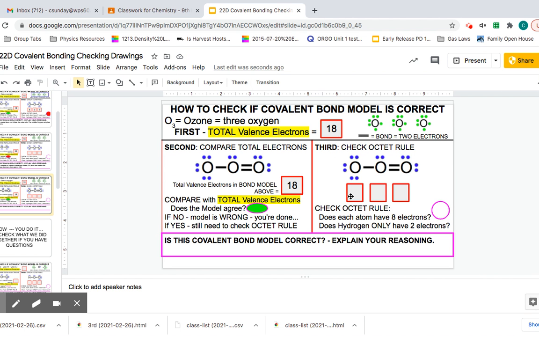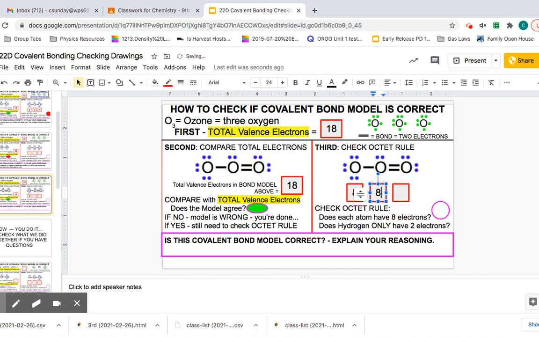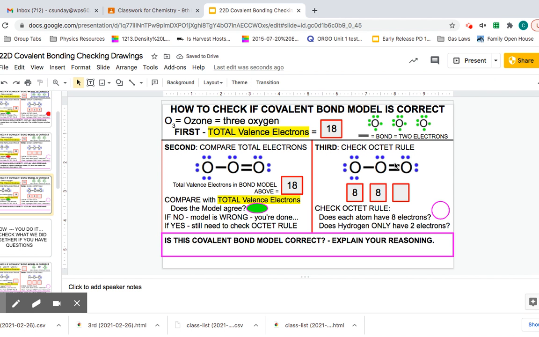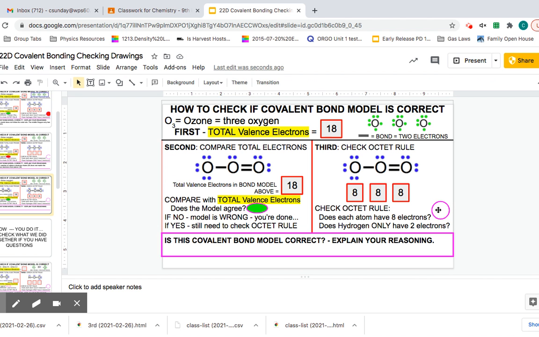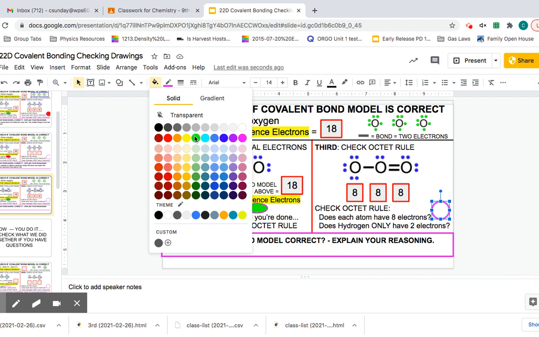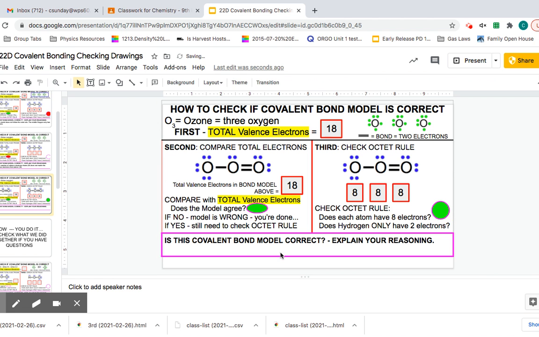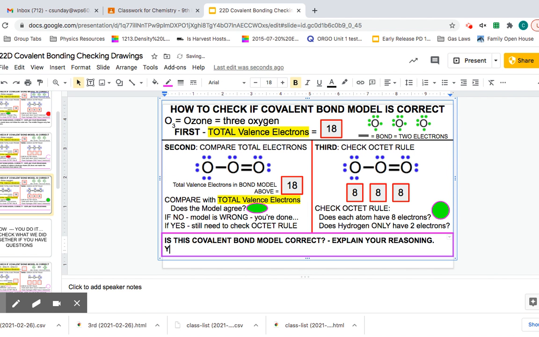So third, check octet. Surrounding this oxygen, I have 8. Don't skip the single bonds, right? It's not just 6. This is included in that oxygen. And then in the middle oxygen, I also have 8. Again, the bonds are included. So since it's touching this bond and this bond and this bond, that's 6 electrons, and then 7, 8 from up top. And over here, I have 8 as well. The 4 from the pairs, and then 4 from the bonds. So is this good? Yes, this gets a green. Love that.